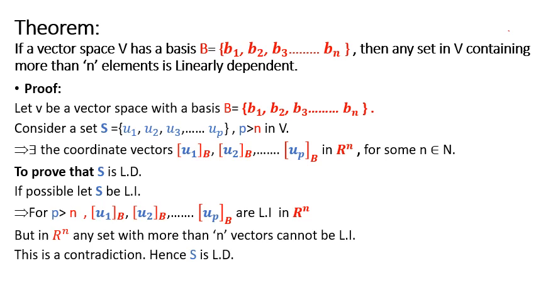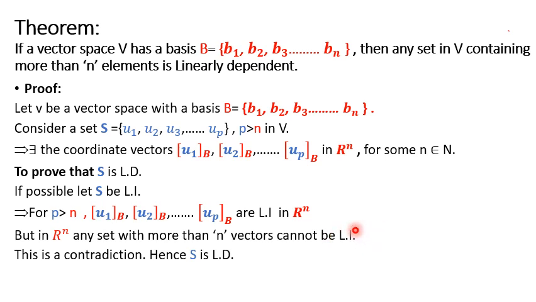Now, we have to prove that S is LD. Let us suppose that S is LI. Then, if the set S is LI, for p greater than n, the corresponding coordinate vectors also will be LI in Rn. This point also we discussed earlier: if you have some number of linearly independent vectors, then the corresponding coordinate vectors also will be linearly independent in Rn. So now what did we get in Rn? You have p number of vectors which are linearly independent, but what did we know in Rn? In Rn, more than n vectors are linearly dependent. So here, for p greater than n, these are LI, but in Rn, any set with more than n vectors cannot be LI.